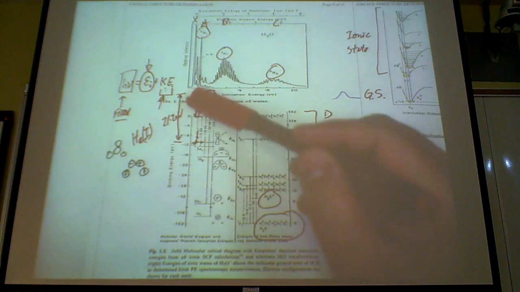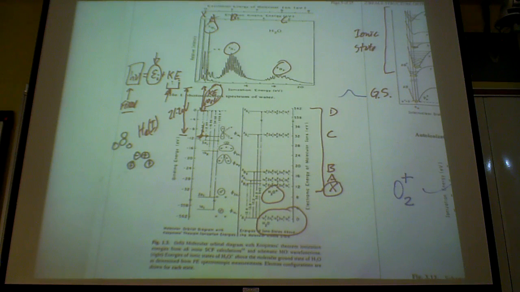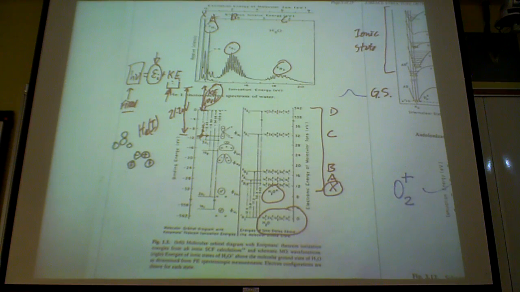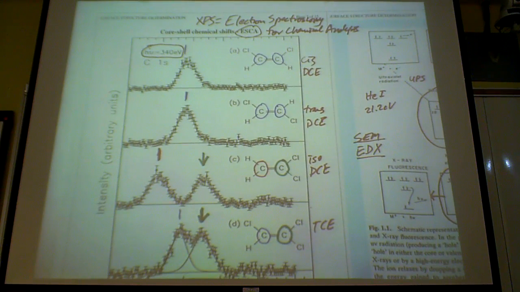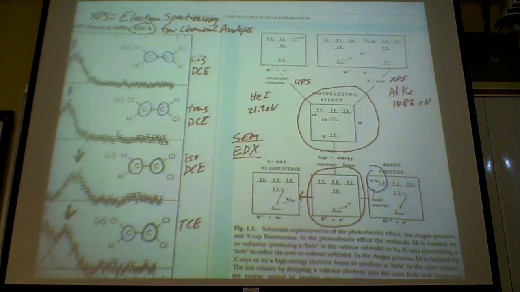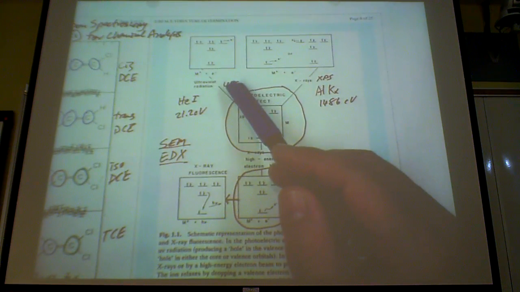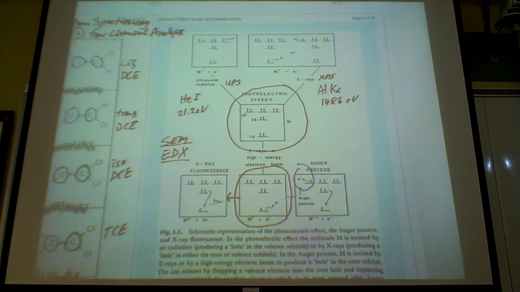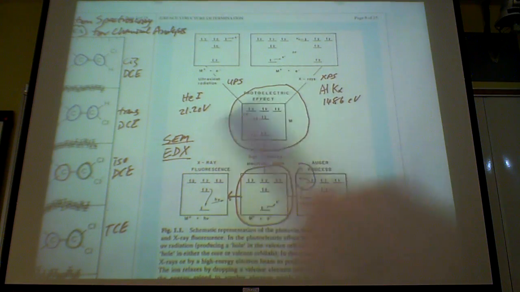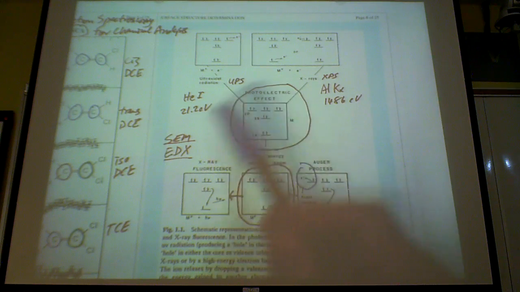I've been talking about this helium-1 photon. It cannot reach these deeper core states, but if you use a high energy photon, you could reach all the electron states down here. So what you just heard is helium-1 photoelectron spectroscopy, so-called ultraviolet photoelectron spectroscopy.